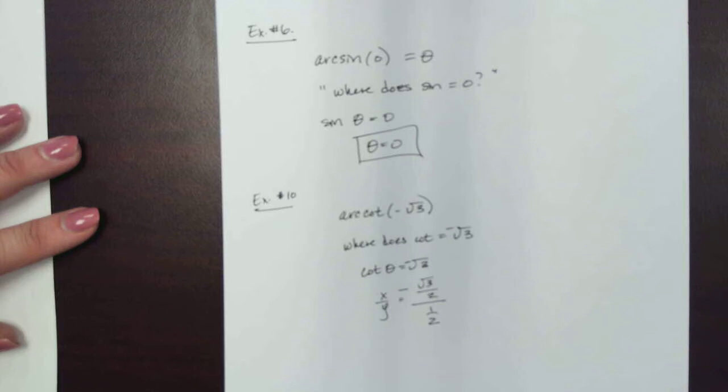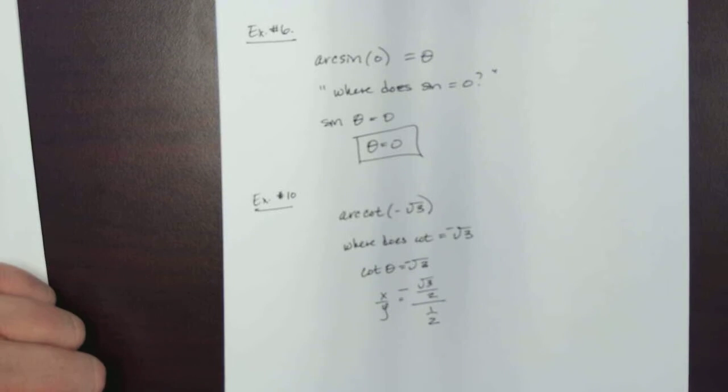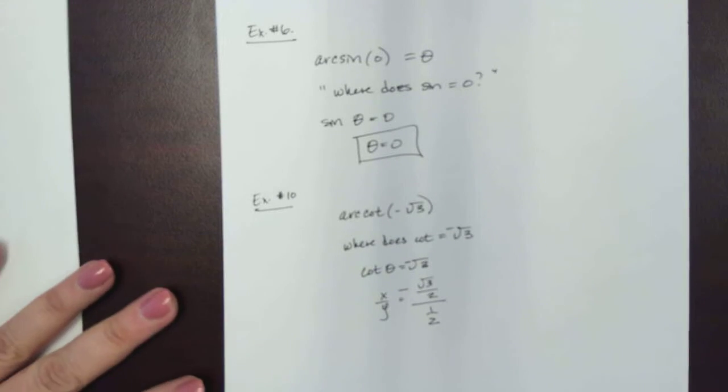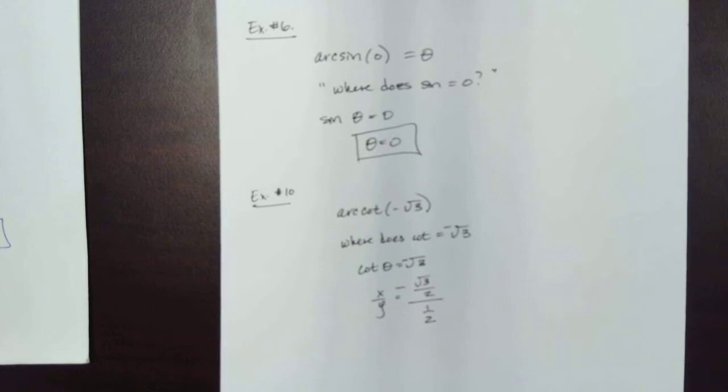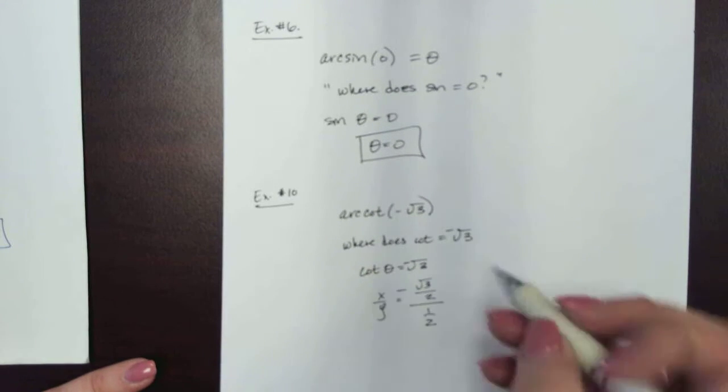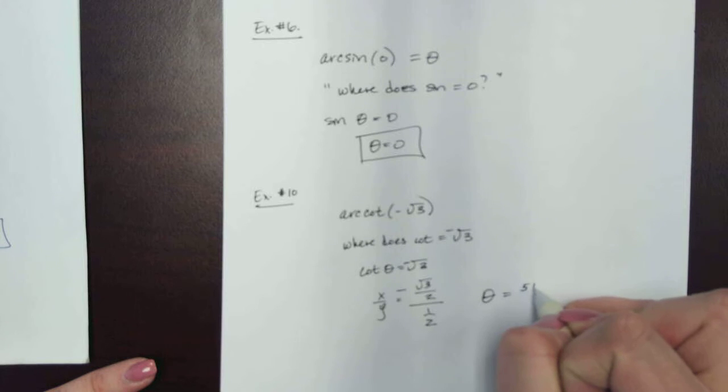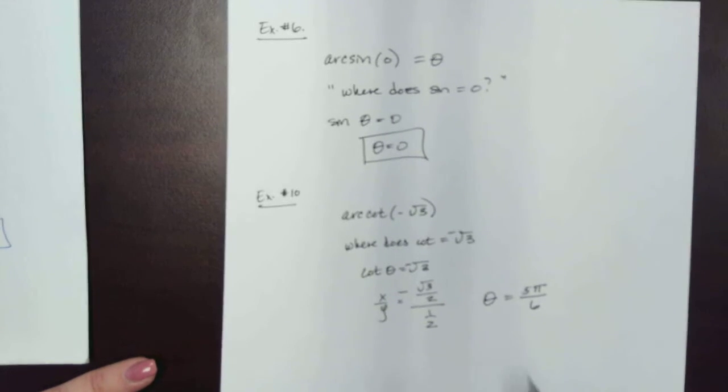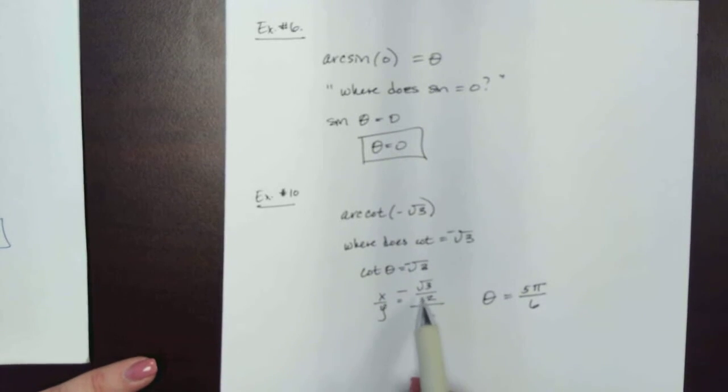Exactly, because everything is positive in quadrant 1. So it's 5 pi over 6. So theta equals 5 pi over 6. That is where cosine equals negative square root 3 over 2 and y equals 1/2.